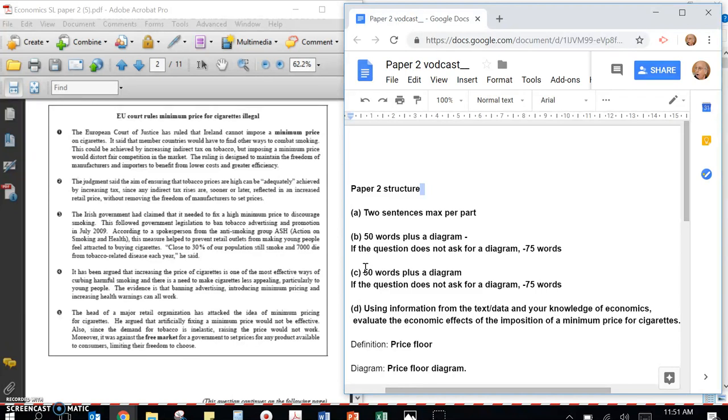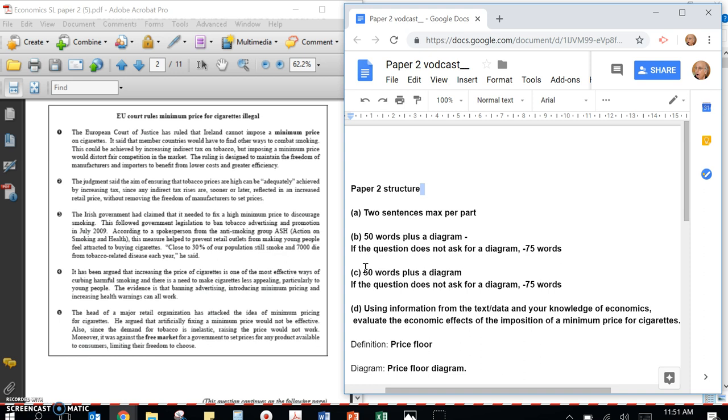Sometimes you'll be asked to explain a concept and not be asked for a diagram. In these cases, you may need to write a bit more, but you should still try to write no more than 75 words. Every past paper 2, part B or C question is collated on the Google site, as are the mark schemes. So you've got ample opportunity to practice these well.